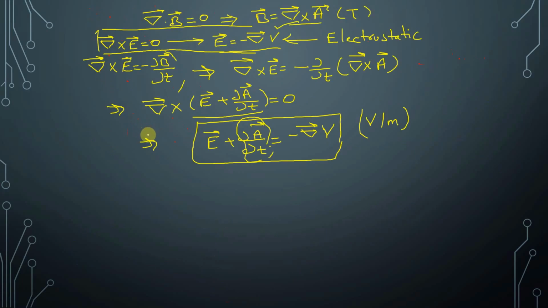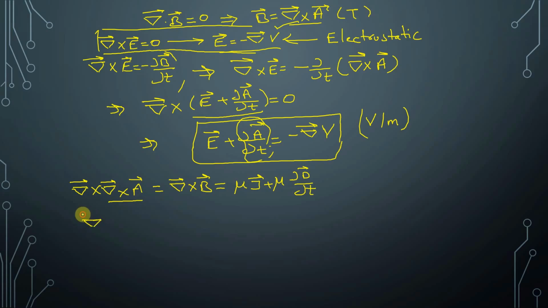So we will derive it. We have seen this here. Let us write the term del cross A. What will be its value? We know that del cross A is B, so that will be equal to del cross B. And what is this del cross B? You know that it is mu J plus mu curl D upon curl T.